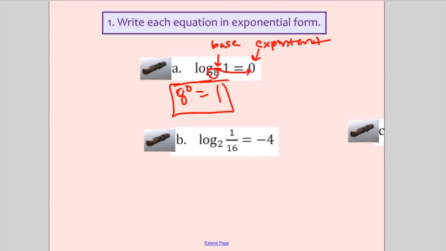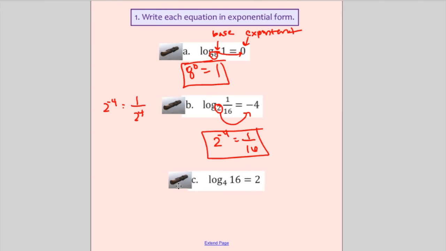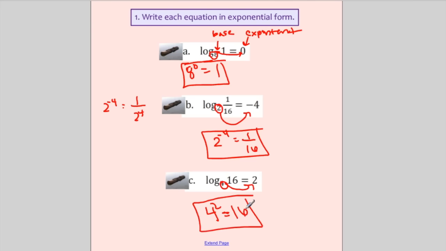B, same idea. What I always recommend is it's always this base, the little guy. Take it and swing it over to the other side. So it's 2 to the negative 4th equals our answer, 1 over 16. Is that true? Yes, because just remember our rules of exponents. I can rewrite this as 1 over 2 to the 4th, which is 1 over 16. But this would be my answer in exponential form. And let's look at C. We would take our base, which is 4, raised to our exponent. So it's 4 to the second, so 4 squared equals 16. Is that true? Yes. So there it is in exponential form.